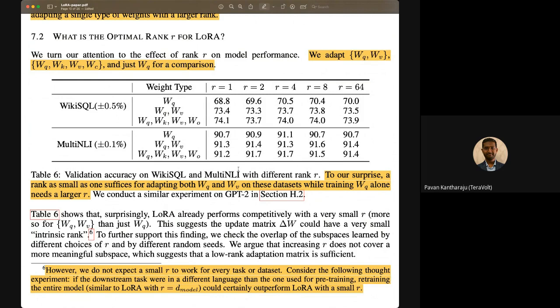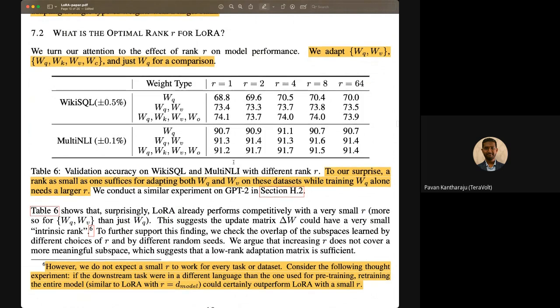One thing that was surprising is that if they were to use a rank of 1, they actually get pretty good performance. Specifically, if you're adapting the query and the value, you get pretty good performance if you use R equals 1. But if you were to use something much higher, in WikiSQL your performance reduces, it looks like, but with multi-NLI, it increases.